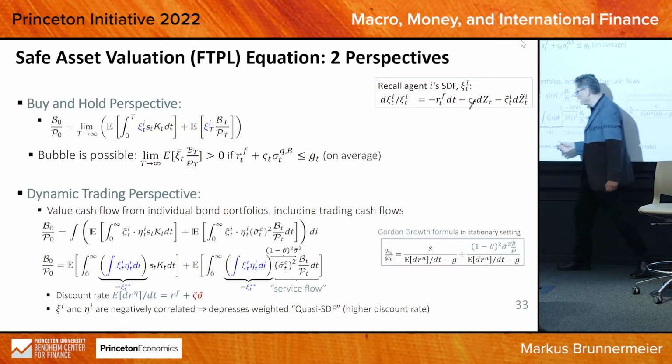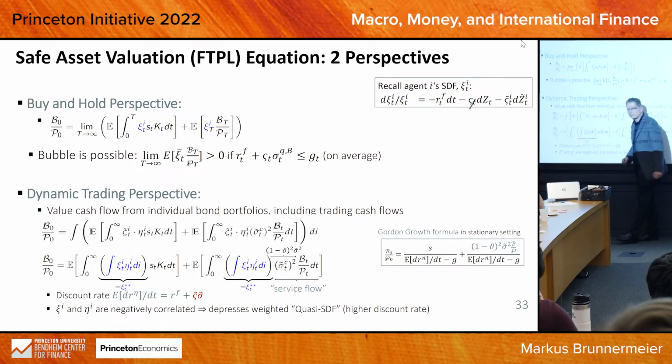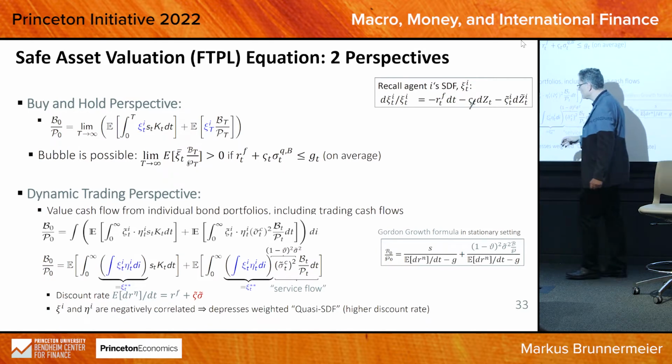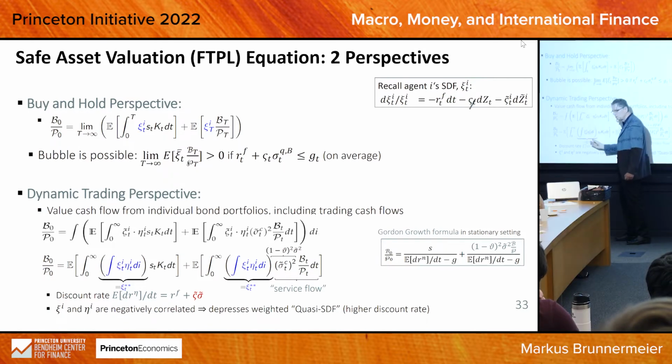And I mentioned this already, that these two are negatively correlated, and that's why this is a discount factor which is lower. The corresponding discount rate is higher.